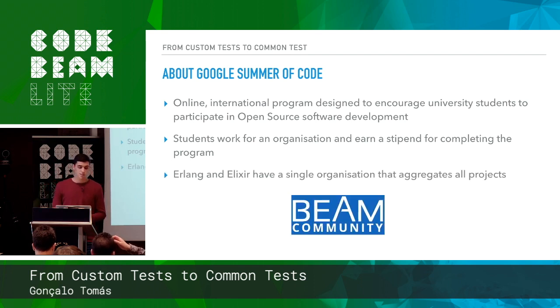And the good news is that Erlang and Elixir have a single organization, which is called the Beam community, that aggregates all projects. So Google has a sort of quota of internships to give to each organization, and there is a single umbrella organization for BarrelDB, for LASP, for tons of Elixir projects that I don't really know about, but I know that there are a bunch of them in there. So we have a vehicle to do this in the Erlang community and also in the Elixir community.